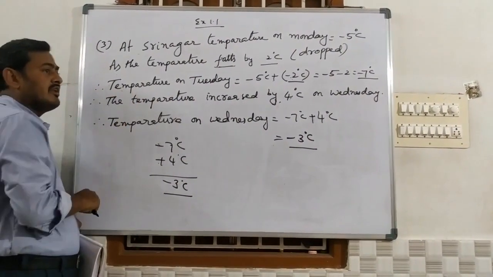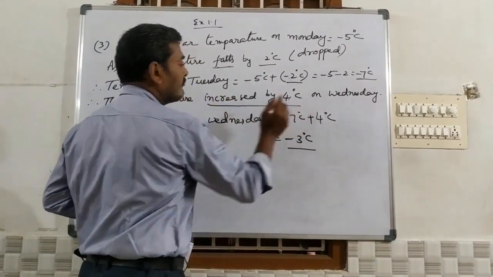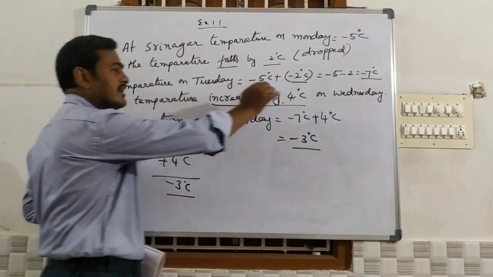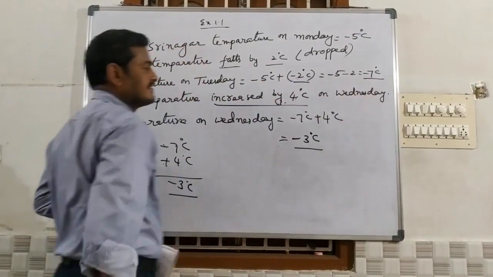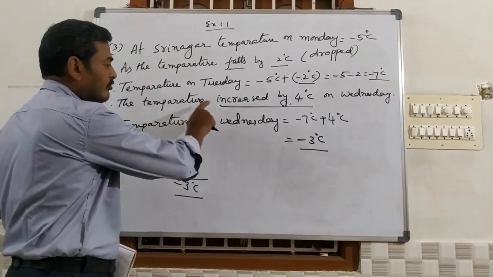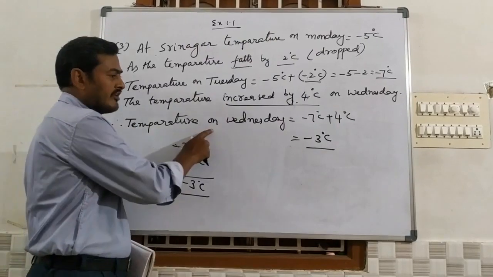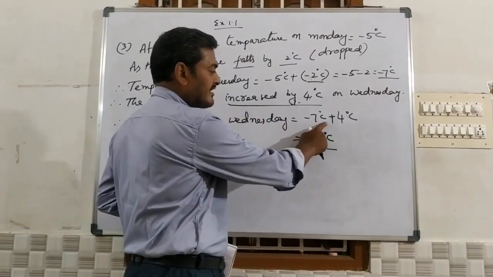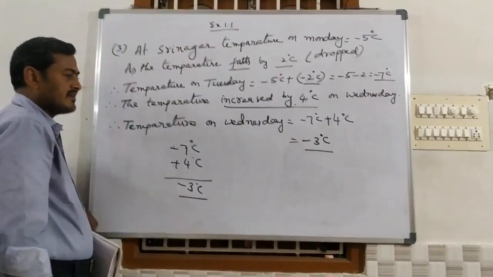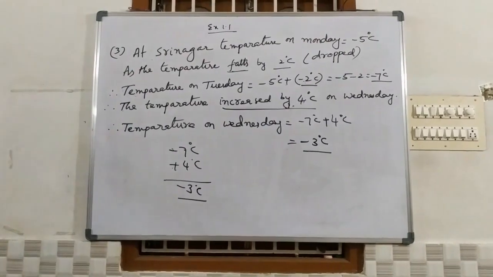For Wednesday, what will happen? The temperature is increased by 4 degree Celsius. Already on Tuesday we have minus 7 degree Celsius, and 4 degrees is increased on Wednesday. Now, the temperature on Wednesday is minus 7 degree Celsius plus 4 degree Celsius, that equals minus 3 degree Celsius. This is the third question.